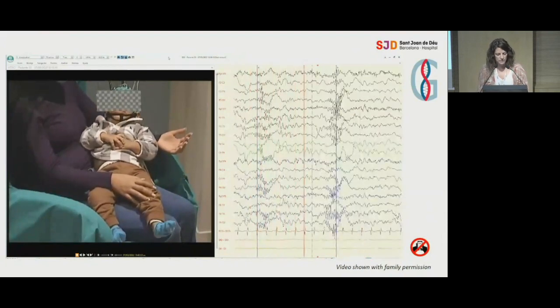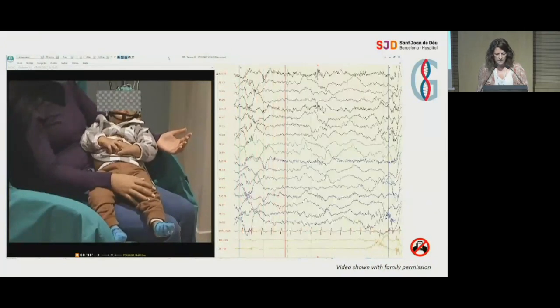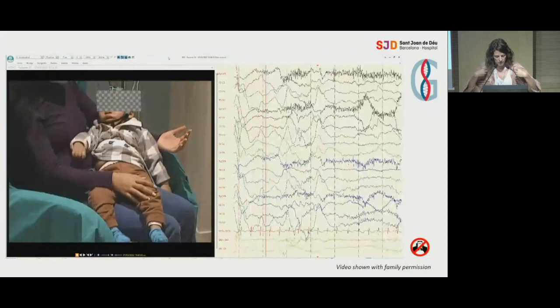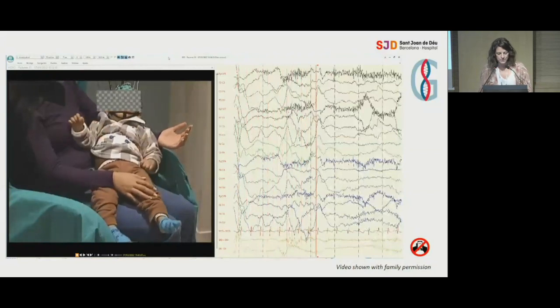This is a more subtle one, and another one that is quite subtle, but then he's going to have another one that is, well, more evident. I think it comes here with that contraction of shoulders.